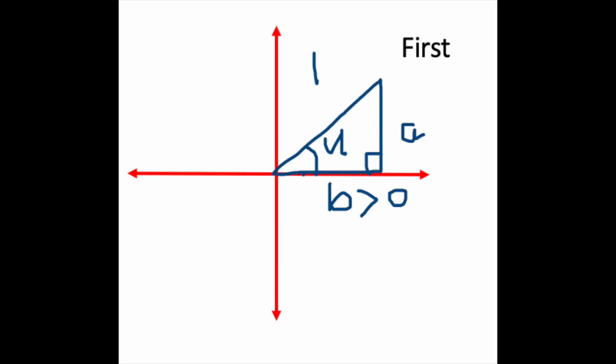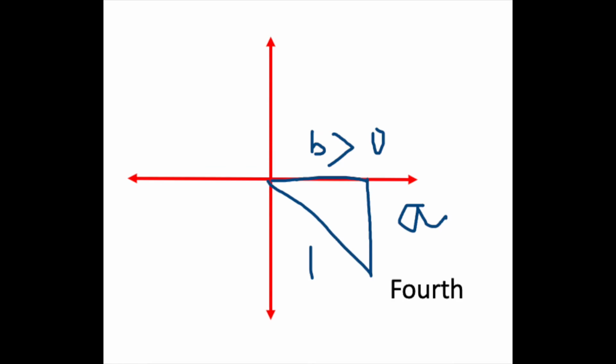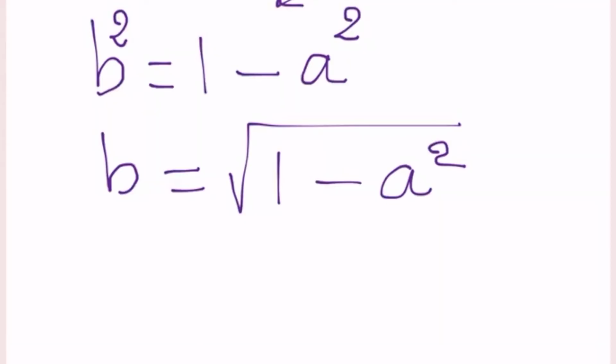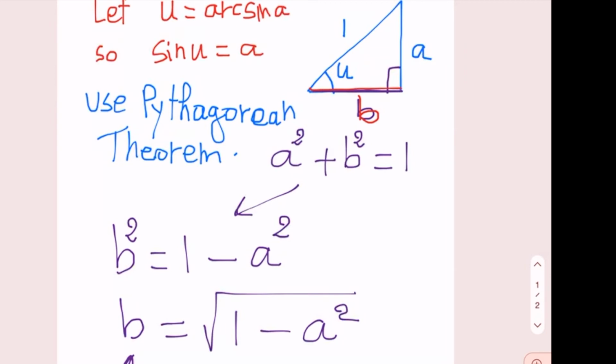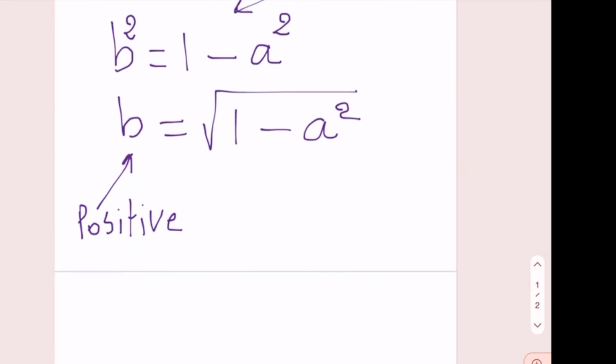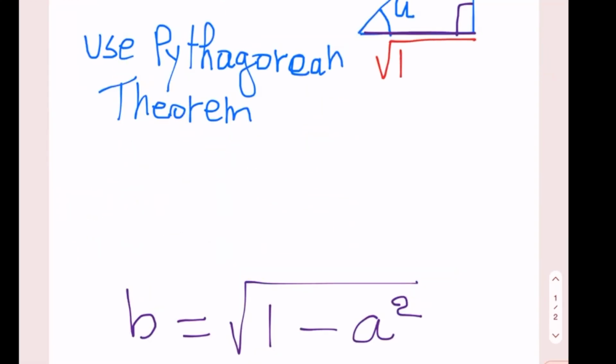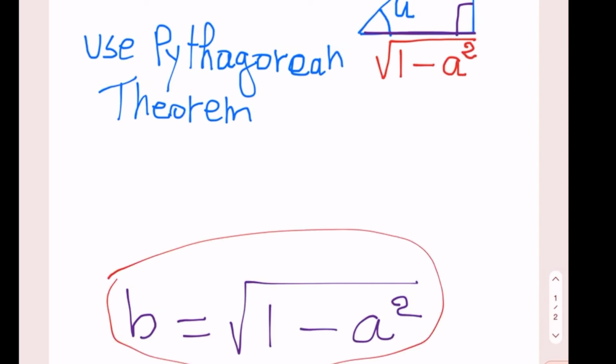B, in this case, for the first quadrant is positive, and for the fourth quadrant as well, B is positive. So, we take the value B positive. We don't take the negative value. So, our side B is positive. And we can use the value square root of 1 minus a squared as a side for our triangle, either in the first or the fourth quadrant.